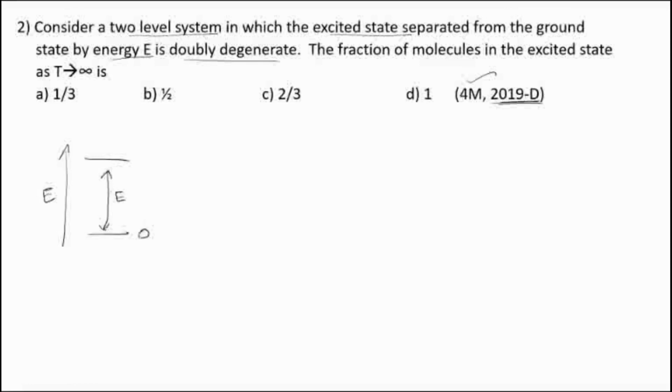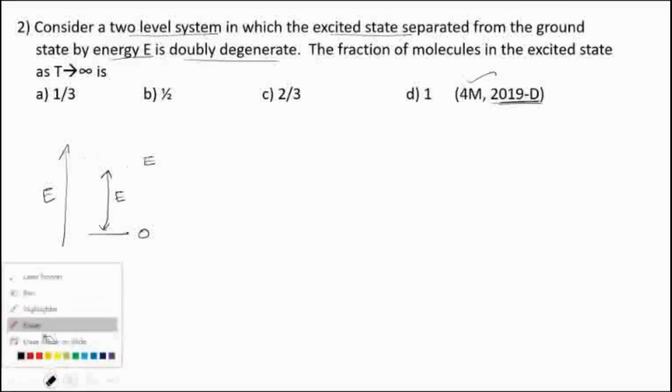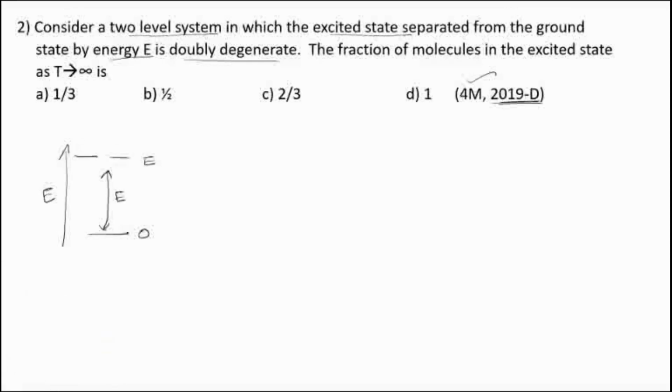So that means the ground state energy should be 0. The excited state energy should be E. That's the meaning. And it is doubly degenerate, so the excited state is doubly degenerate. I'll write here. It is given that the excited state is doubly degenerate. Now what they are asking is the fraction of molecules in the excited state as temperature approaches infinity.